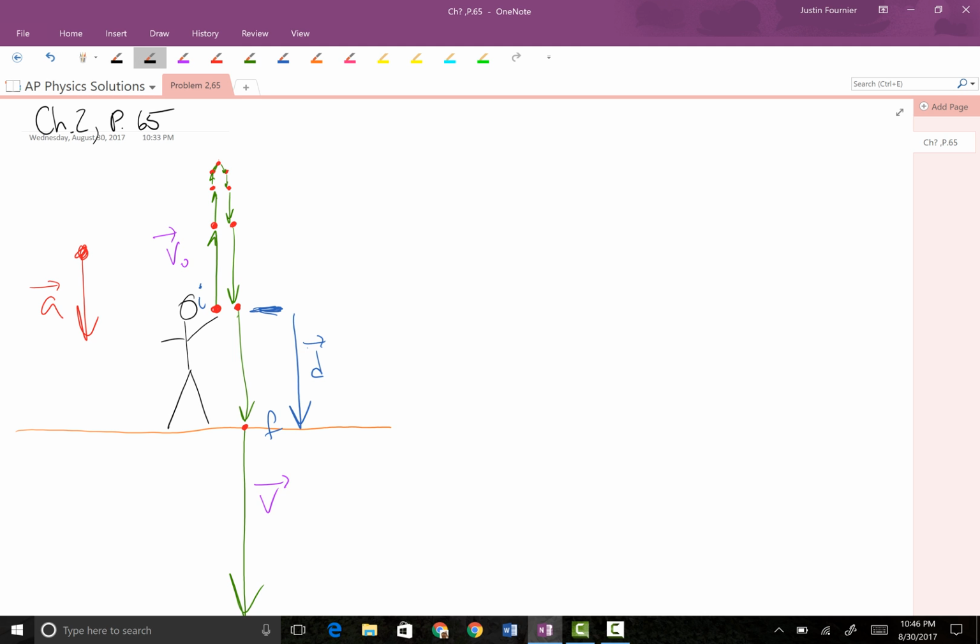So now that I've diagrammed and labeled everything, I'm going to do my VOVAT, and I'm going to write down all the things that I know. They give me the initial velocity, which is 15 meters per second. I know my displacement, which is right here.